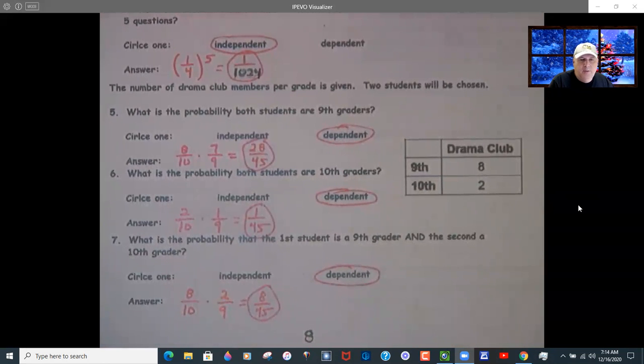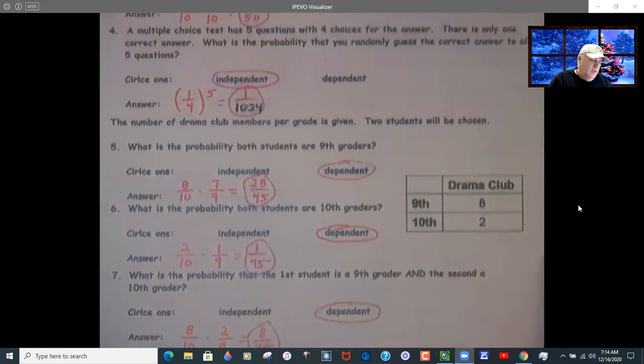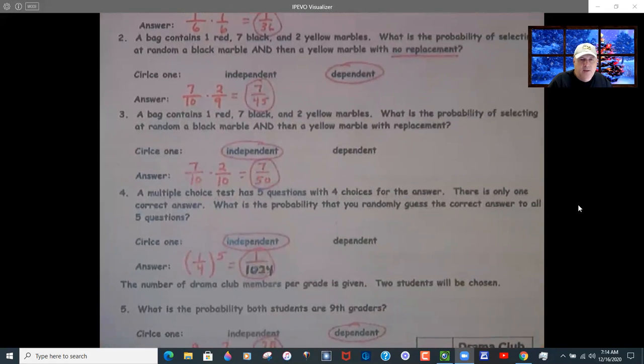What's the probability both are 10th graders? 2 out of 10, then you pick that one, first one's a 10th grader, and then the second one, you only got 1 out of 9 left. What's the probability that the first student is a ninth grader? 8 out of 10, and the second is a 10th grader, 2 out of 9. So these are all dependent events because you're not replenishing what you're drawing from. Okay, and independent means that you got to think a little bit.